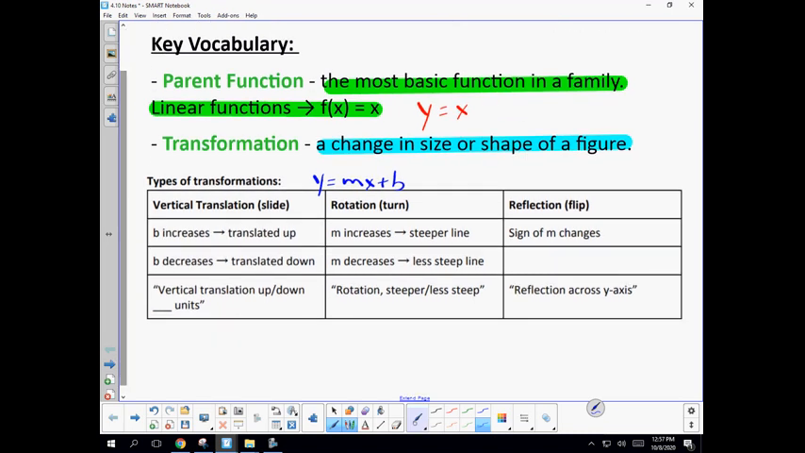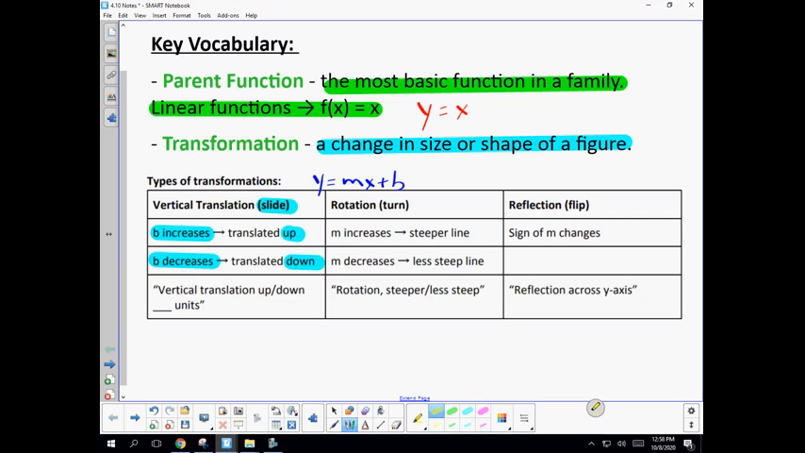Okay, so we have a vertical translation. That's our first one. That is a slide. If your b increases, you're going up. If your b decreases, you're translating down. And the way that we describe that is we say vertical transformation, either up or down, however many units the b value has changed.